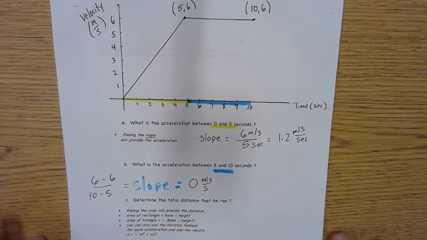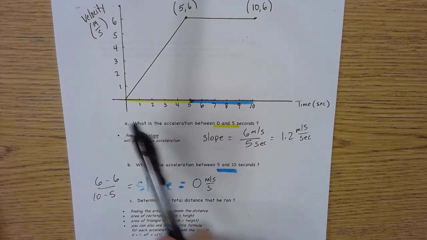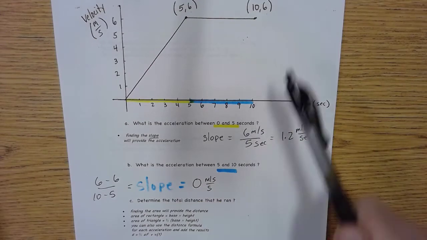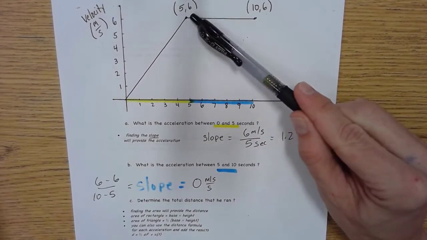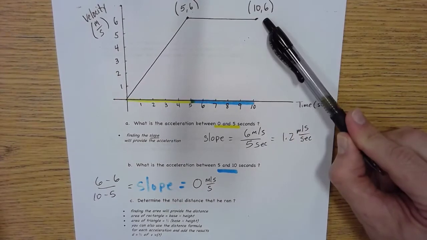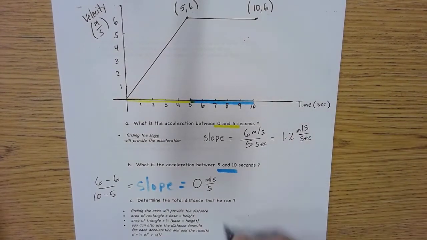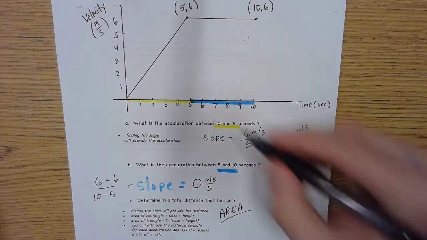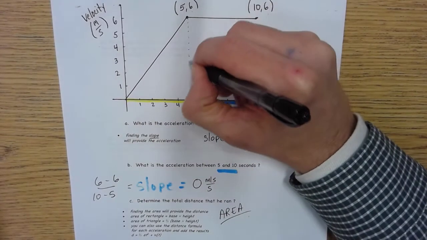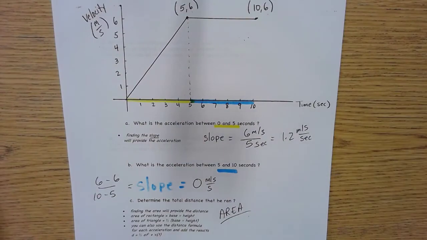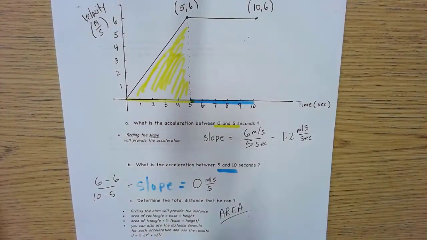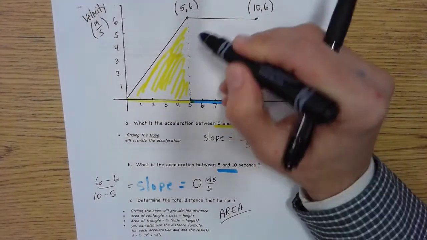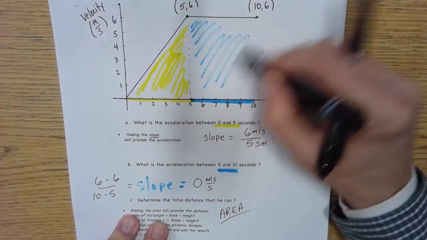Now, how far? How far is Coach Saxton going to run? Well, he's running for 10 seconds. His velocity is changing in the first part, and his velocity stays constant in the second part. I'm going to use that shortcut method, our area technique. And when I do that, I divide it up into 2 pieces. I have the area of that triangle, and I have the area of the rectangle.